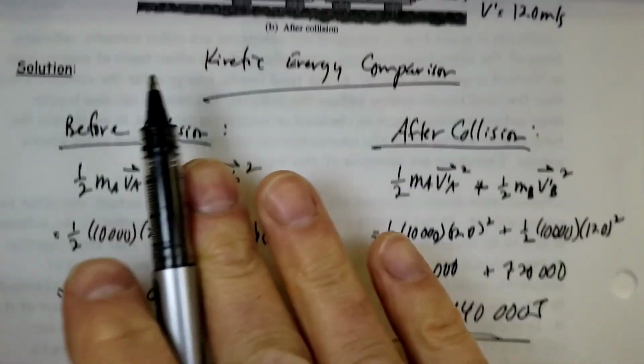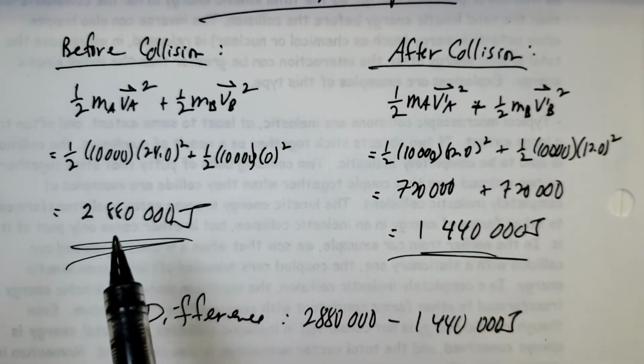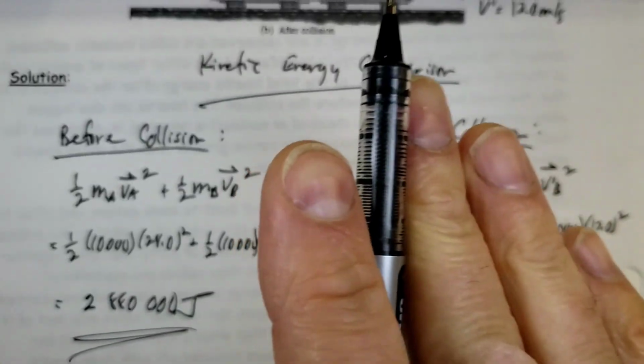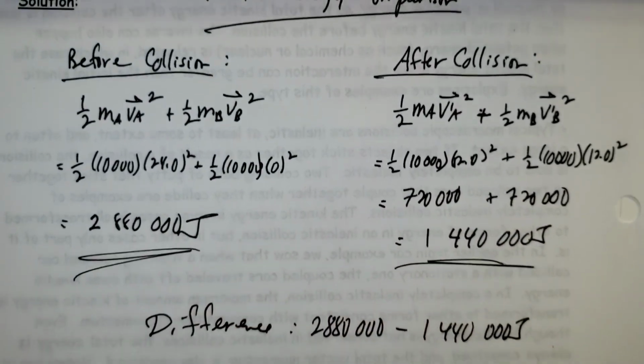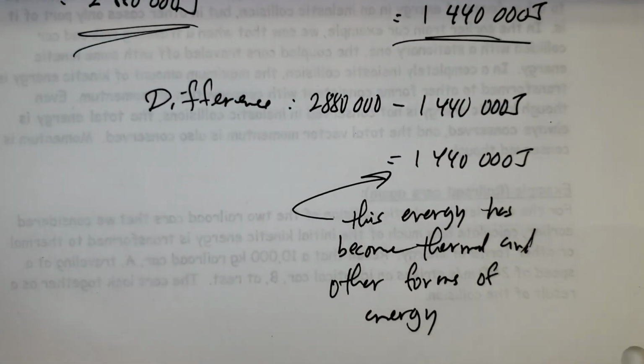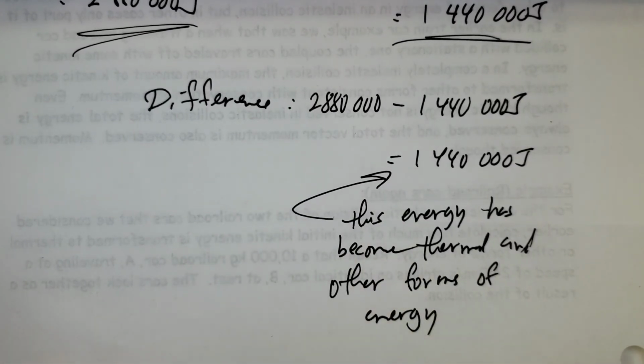So conservation of momentum always happens, but conservation of kinetic energy doesn't. If it's a perfectly elastic collision, these two numbers would be equal. But because it's an inelastic collision, we have an energy transformation. Some of that kinetic energy is transformed into something else.